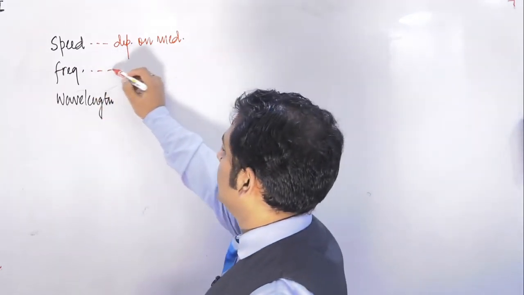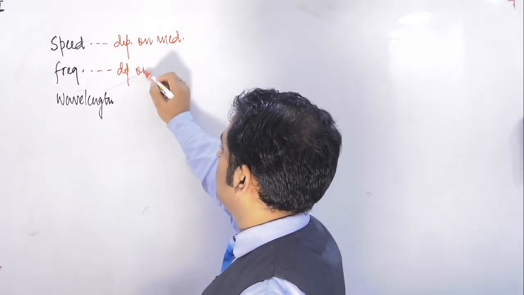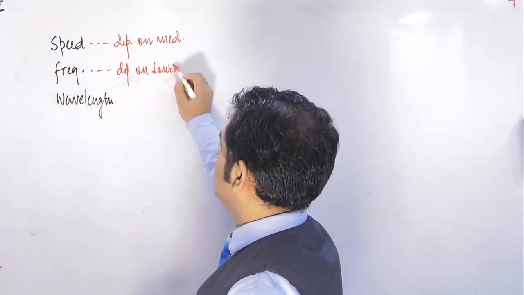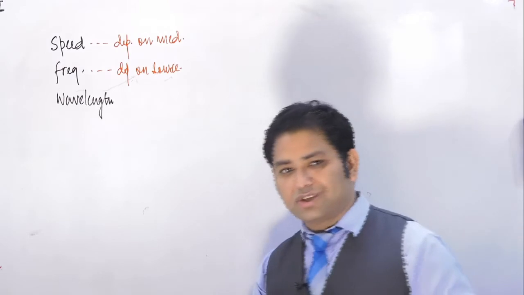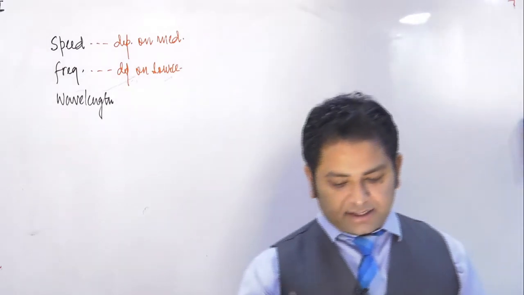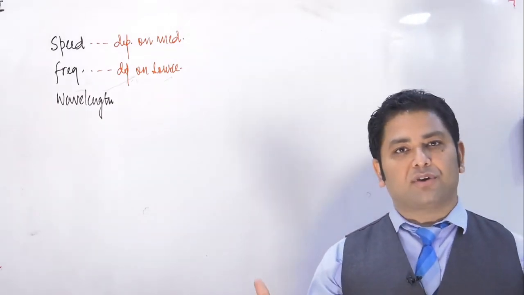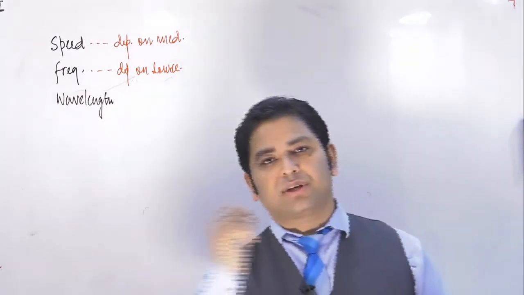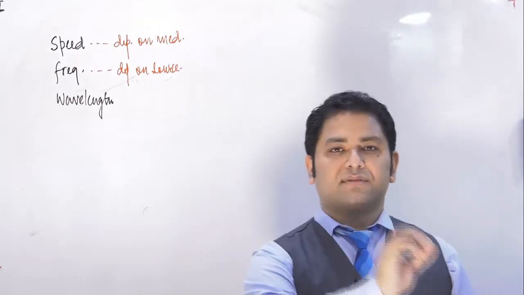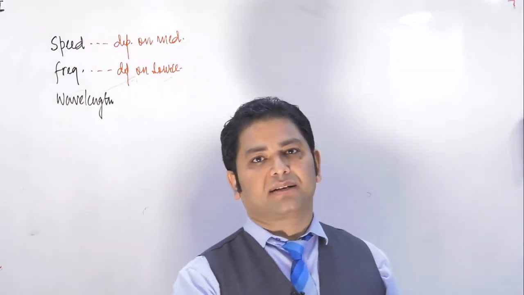The frequency depends on the source. So you have two different sources. Typically in the case of sound, the source is like a tuning fork. If you have two different tuning forks, the frequency of the sound produced will be different.